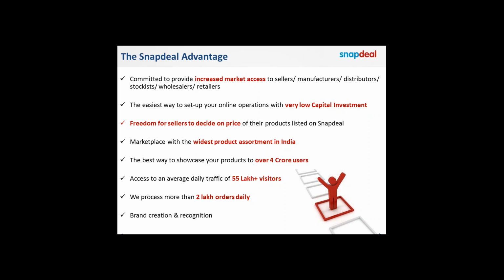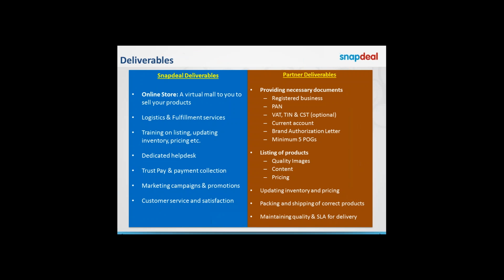Every day we receive a traffic of around 55 lakh plus visitors. So just imagine there are 55 lakh people who are looking at your products every day. So what kind of sales you may expect when this is the kind of traffic we are getting. And then we process more than 2 lakh orders daily. What you get is brand recognition and appreciation.